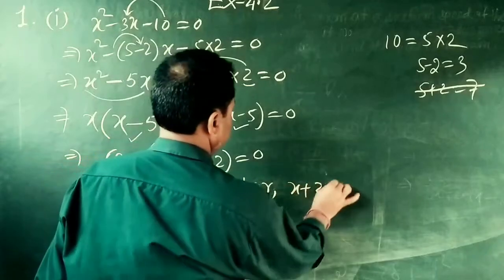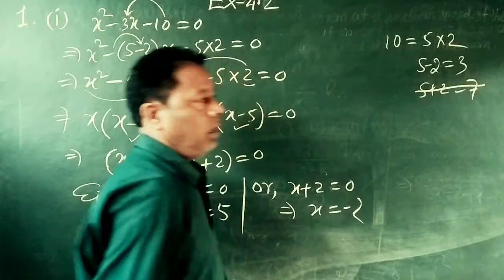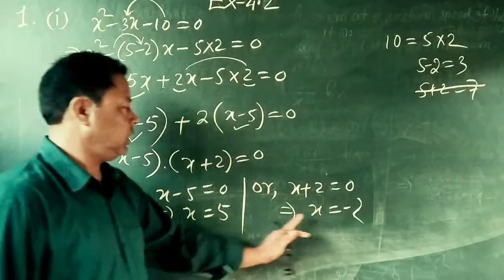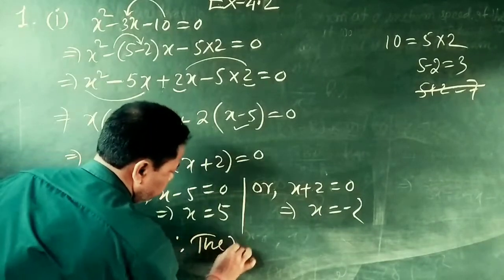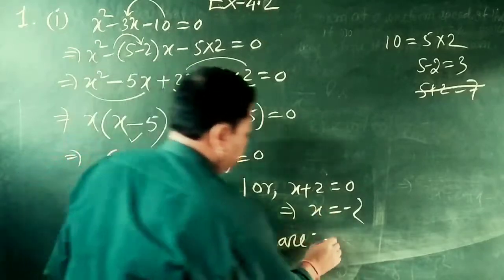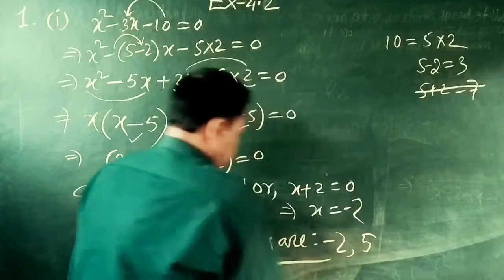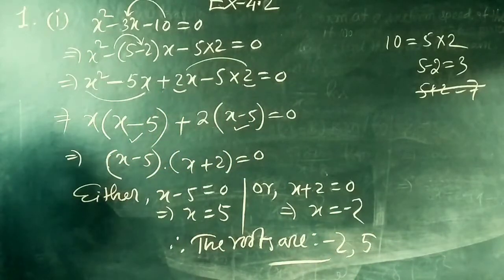x plus 2 is equal to 0. Therefore, the value of x is minus 2. Our work was to find the roots. So here we have got both the roots. Therefore, the roots are minus 2 and 5. So I hope you all are learning properly. So let's move to the next question.